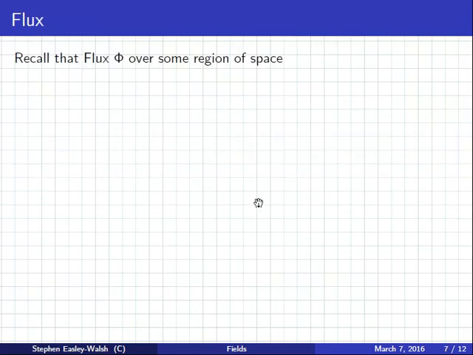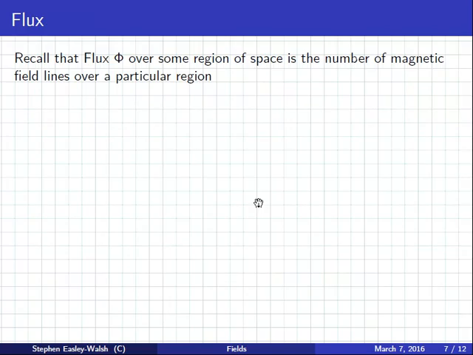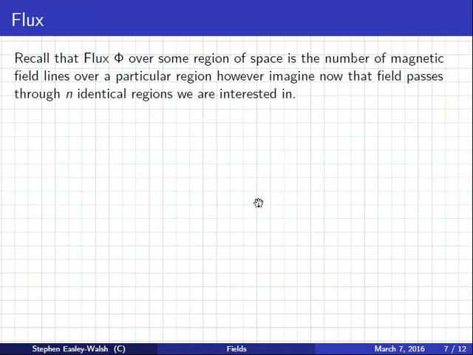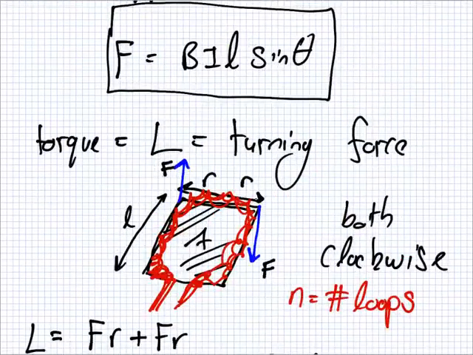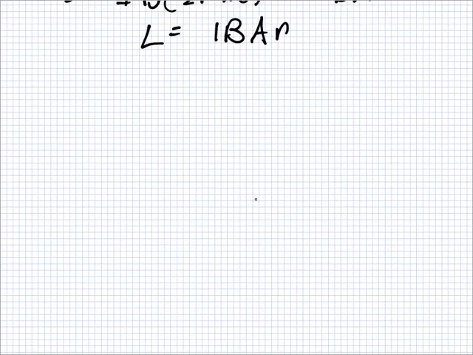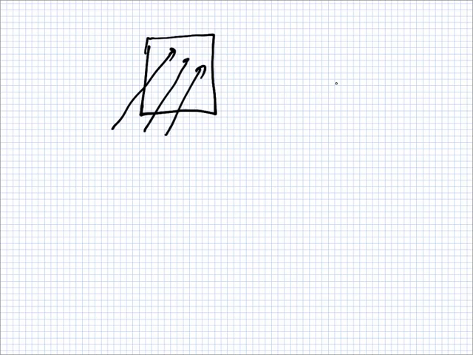Right. So do you remember that flux is the number of magnetic field lines? However, imagine now that the field passes through N identical regions we're interested in. Let's find the total flux. So, for example here, if I have 1, 2, 3 lines here, then the flux would be 3 Webers.